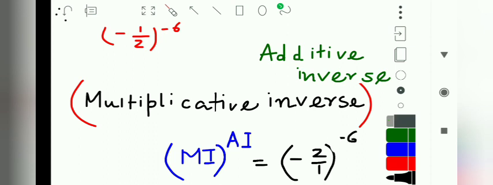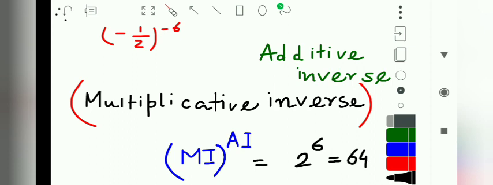Additive inverse of minus 6 is 6, and multiplicative inverse of minus 1 by 2 is minus 2 by 1. Ignore the 1 which is denominator. So minus 2 whole to the power 6 comes 2 to the power 6 only, and 2 to the power 6 means 2 into 2 into 2 into 2 into 2 into 2, which is 64.